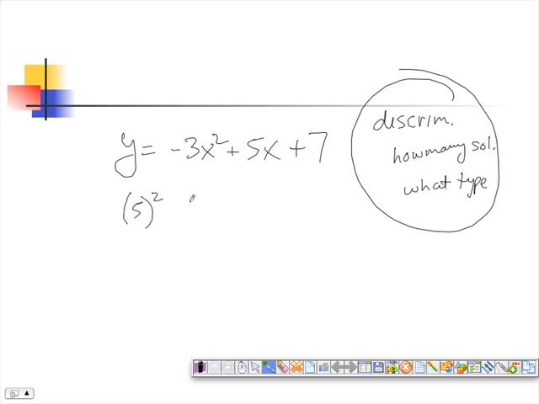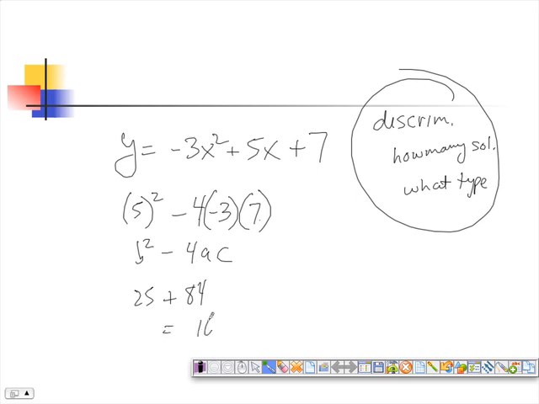Here we go. b squared minus 4ac. b squared is 25, minus negative 4 times negative 3 times 7. What is that? 96? 84. Oops, 84. This plus this, 109. Which tells you how many solutions? 2. What type? Irrational. Is that real or not? Yes, real. Okay.